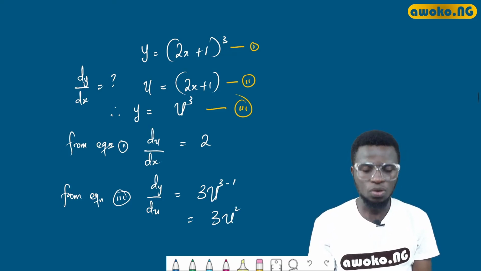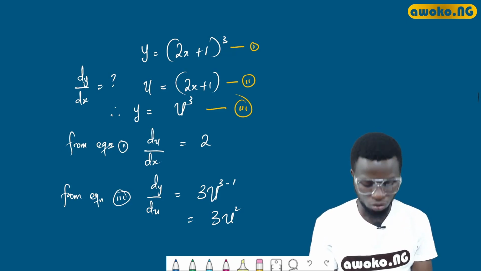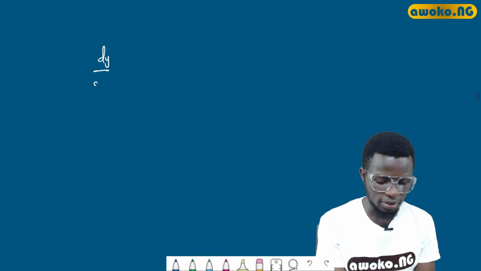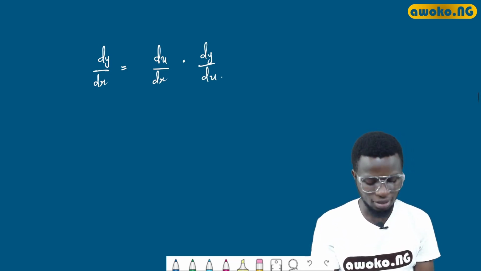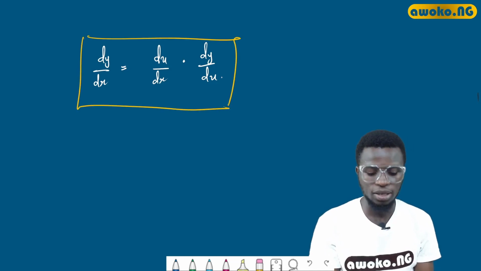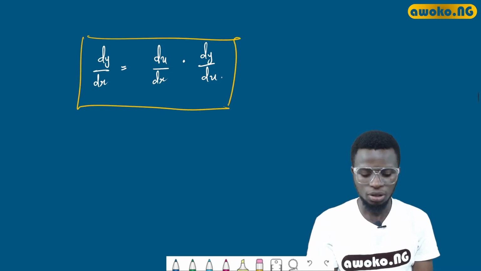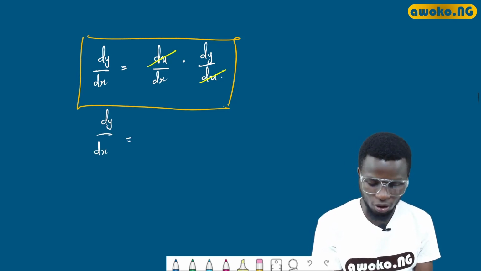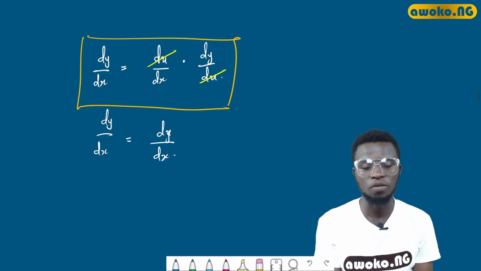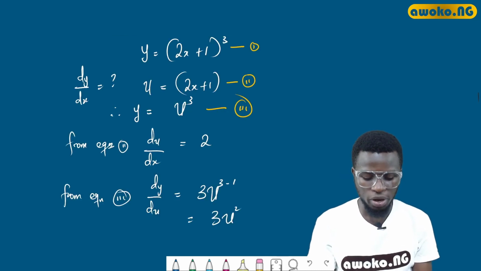Having done this, we will now go over to the formula for the chain rule, which is dy/dx is equal to du/dx times dy/du. Don't forget this formula, it is very, very important. dy/dx equals du/dx times dy/du. And how do we go about this? If we cancel this out, you realize that dy/dx is also equal to dy/dx, so as to cancel the effect of du.